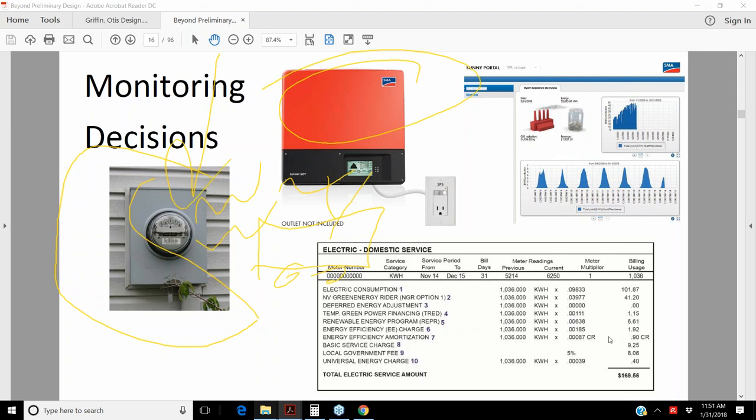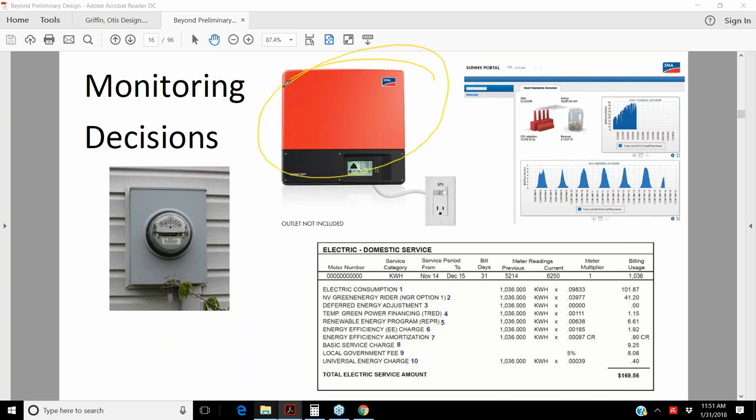So if the utility is requiring you to put a secondary meter just on the solar array itself, it usually has more to do with data collection rather than accuracy. The monitoring systems in the solar array are accurate enough. It's just not on the same system as what the utility wants.